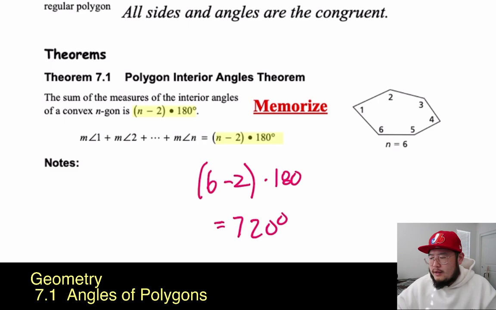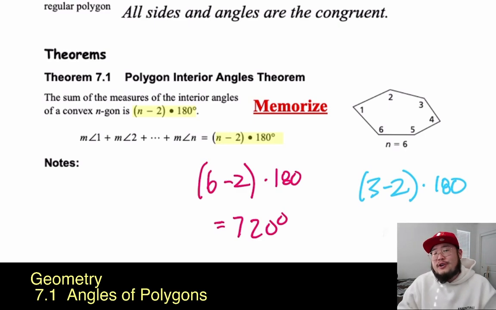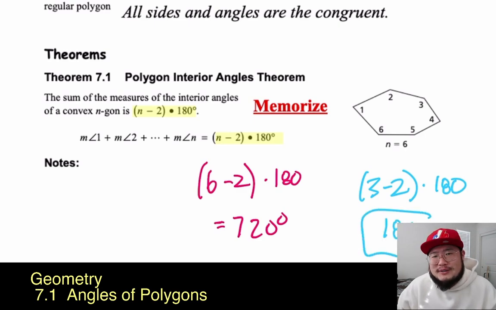Think about, let's say, a triangle, right? A triangle has 3 sides. So if I put 3 minus 2 times 180, 3 minus 2 is 1, and 1 times 180 is 180 itself. And we should already know that the interior angles of a triangle equal 180 degrees. So it all works out quite nicely right there. All right, we go ahead and move along.